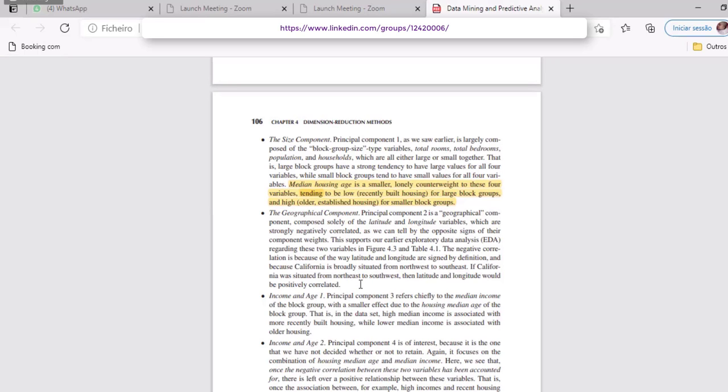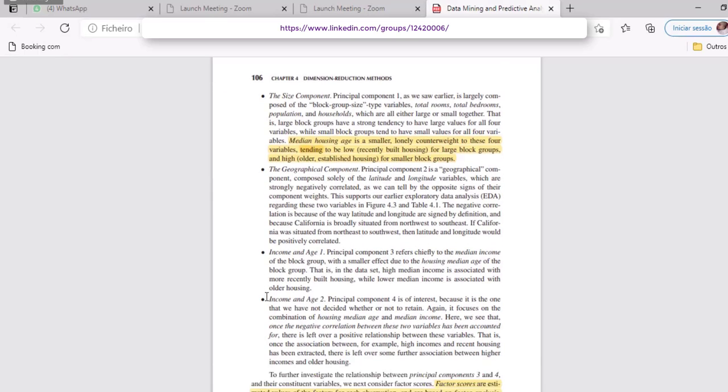They are somehow correlated to each other. If the state is oriented, for example, from northeast to southwest, it would be different than if it went from northwest to southeast. The correlation for the first one would be positive, and for the second one negative, and that is only because of the nature of these two variables. So the negative or positive sign doesn't mean anything. The only thing that is important here is that the component is related to the geographical part, so it gives us some information about the place of the houses that we are talking about.